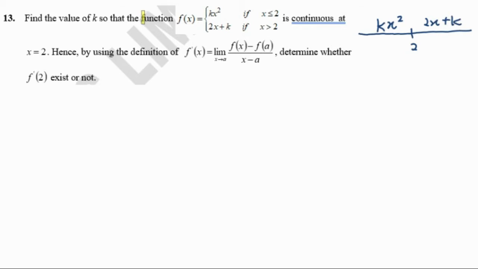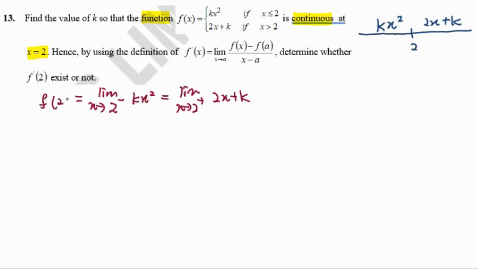The question says that the function is continuous at x equals 2. By using the definition of continuity, the limit as x approaches a point must exist. This means the limit as x approaches 2 from the left hand side, which is kx squared, must equal the limit as x approaches 2 from the right hand side, which is 2x plus k, and the limit must equal the value of the function at the point, f(2), so that the function is continuous.